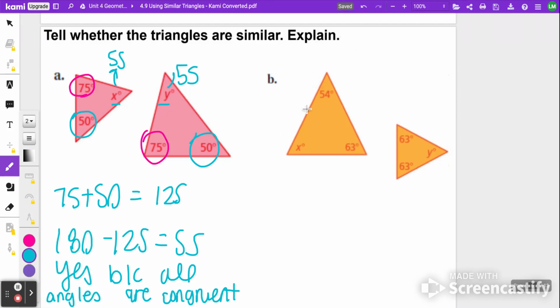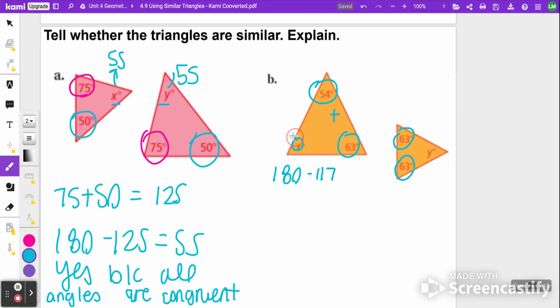Let's try letter B. Letter B also has similar things going on, except now some things have been switched around. So letter B, we have 54 and 63, and then on this side we have 63, 63. One thing to keep in mind is these probably are similar because we're seeing the common theme of 63s. One thing we can do is prove this using that triangle interior angles theorem. If we wanted to, we can add 54 and 63. We're going to get 117. And then we would just take 180 and subtract 117 to get our missing angle. And we're going to get 63.